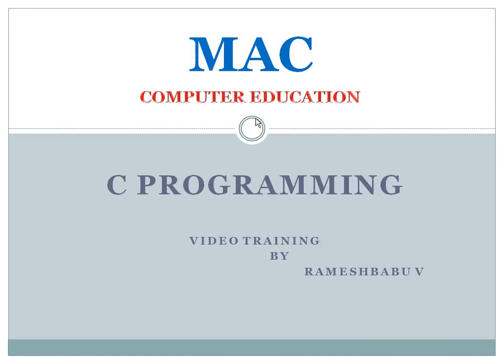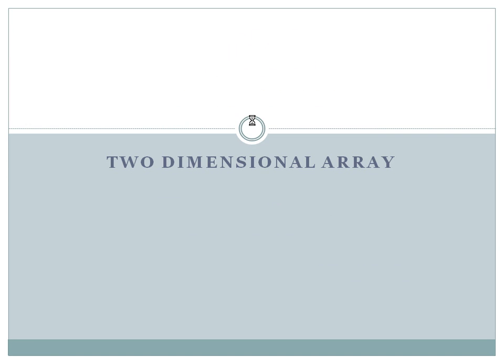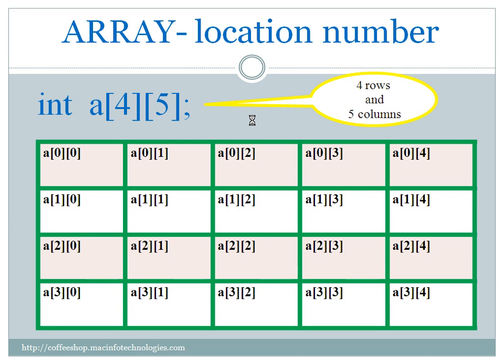Hello friends, in this video we are going to learn two-dimensional array. So if we declare a two-dimensional array as int a of 4 and 5, 4 and 5 are the size of the array.